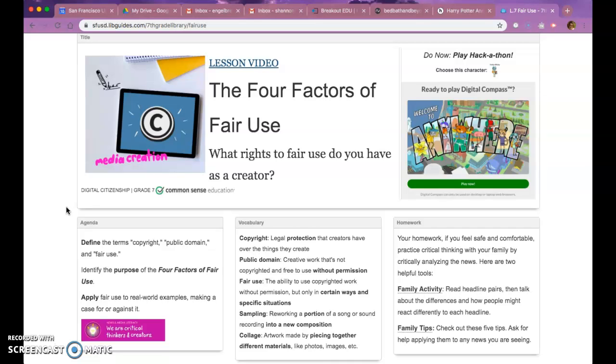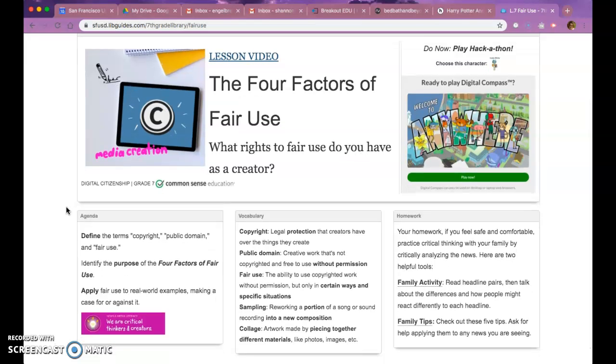Copyright means the legal protection that creators have over the things they create. Public domain is creative work that's not copyrighted and free to use without permission. Fair use is the ability to use copyrighted work without permission, but only in certain ways and specific situations.